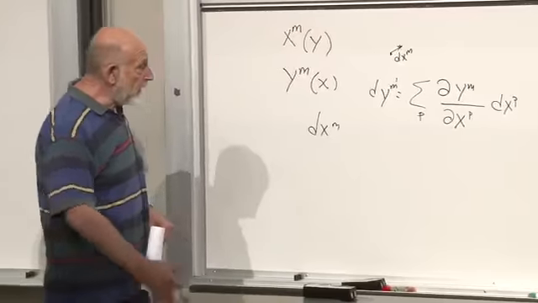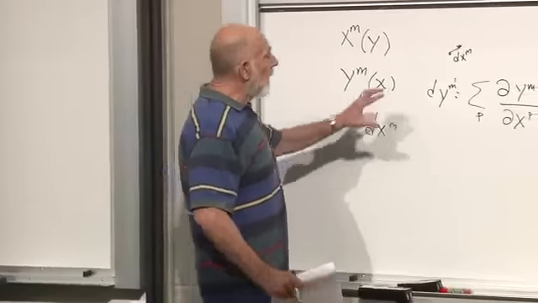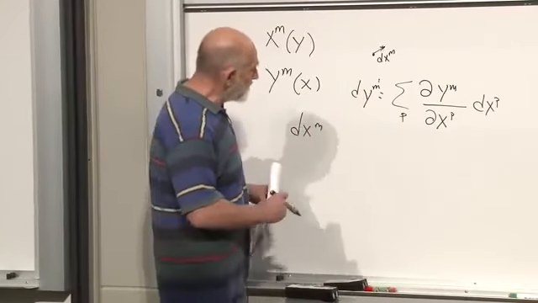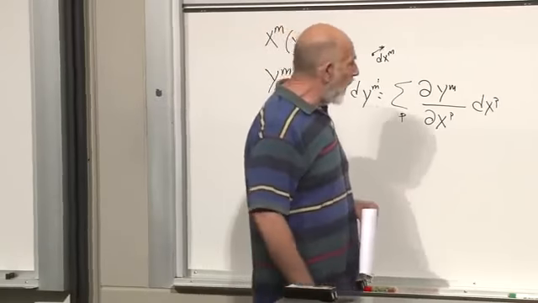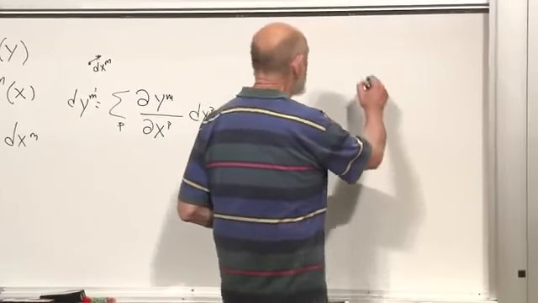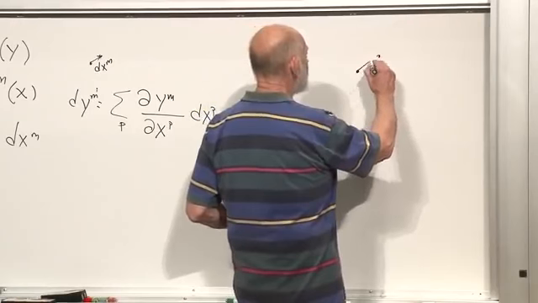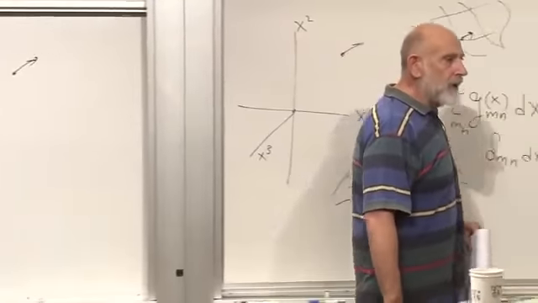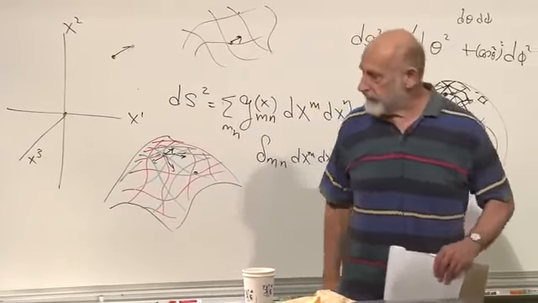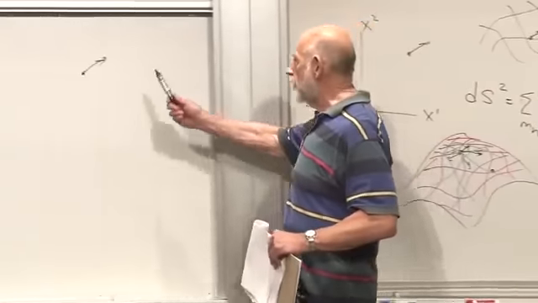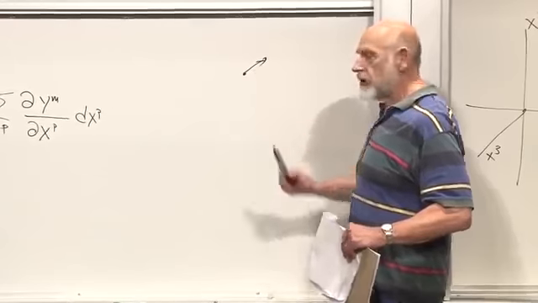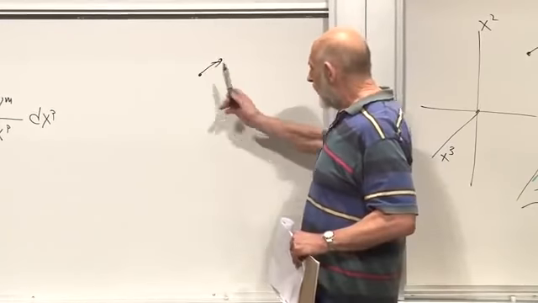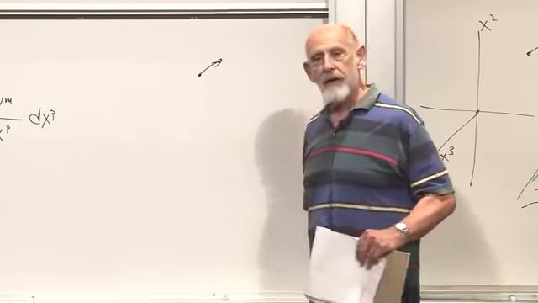Now, right here we have the first example of the transformation of a tensor. dx and dy, what do they represent? They represent a little vector, an infinitesimal vector in this sense, a vector going from one point to a neighboring point, located at some point in the space, a vector.